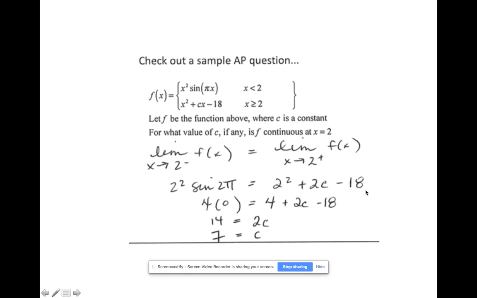And you do have to stop and consider, okay, what is sine equal to at 2 pi? So picture your function. You should know it well by now. It's a 0. And so that means this side becomes a 0. On the other side, you have 2c minus 14. Move it over. Turns out c is looking like 7.